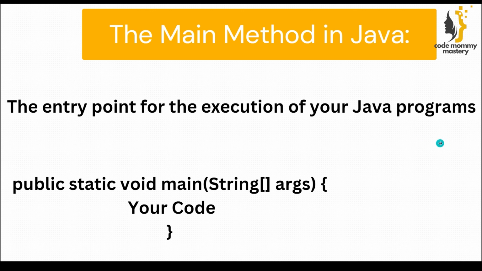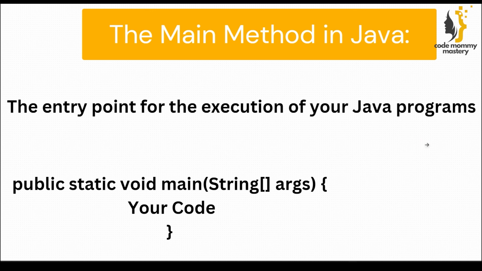The main method is known as the entry point for the execution of your Java programs. Every Java application must contain a main method, acting as the launching pad where the program begins its execution. Think of it as the gateway that directs the flow of your code's execution. Understanding the main method is fundamental to crafting functional and executable Java programs.